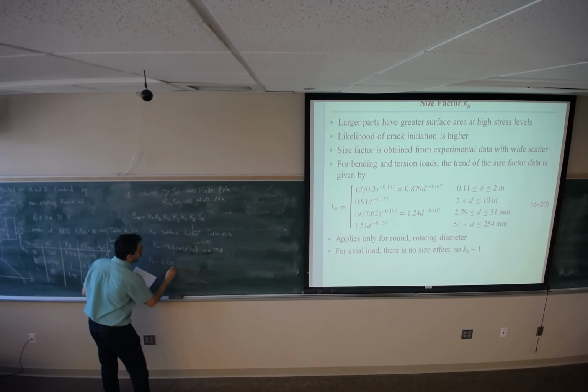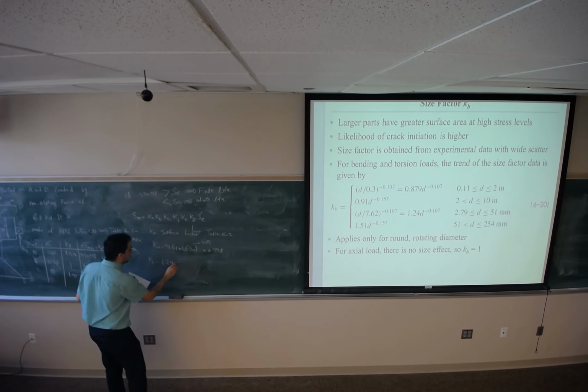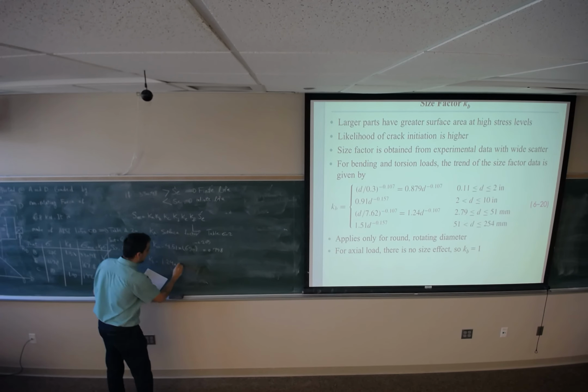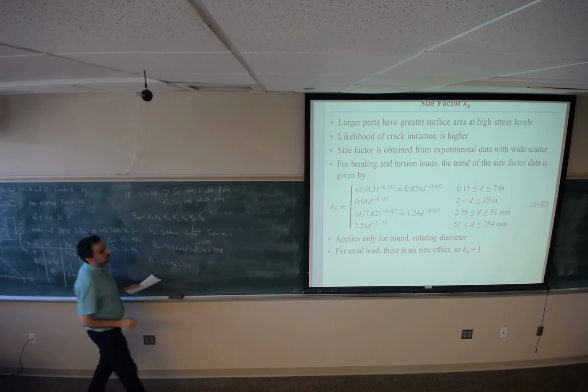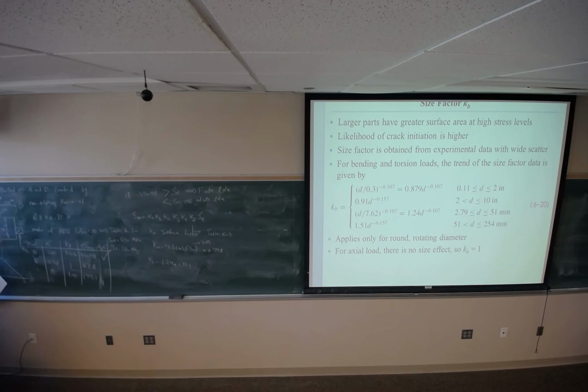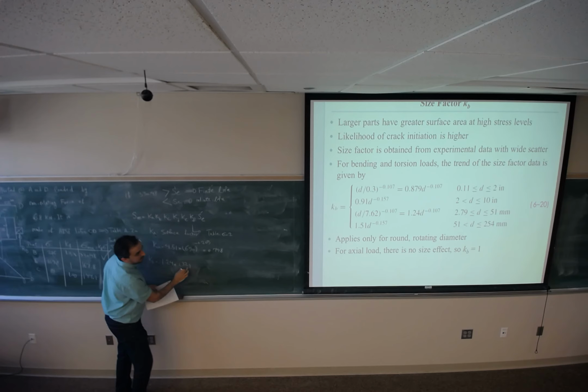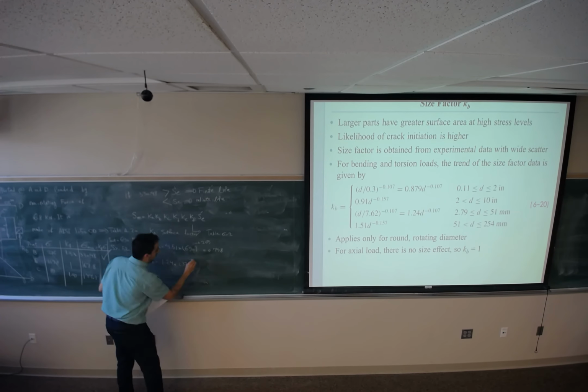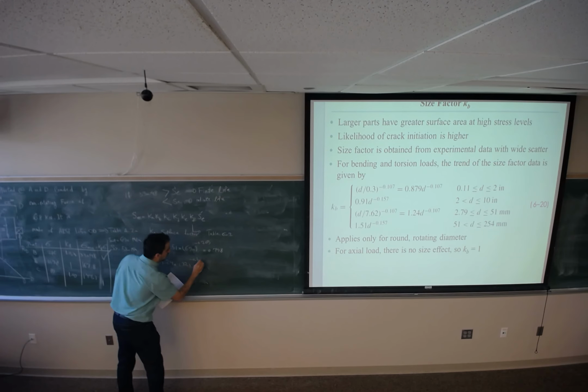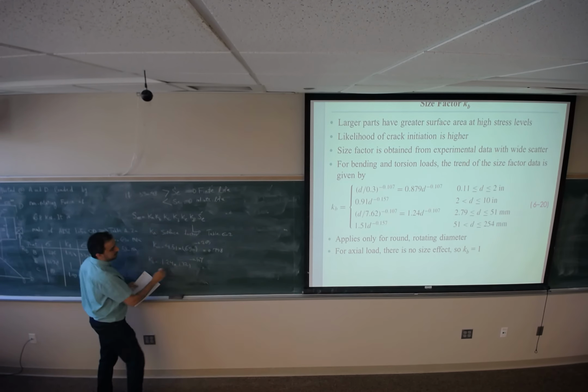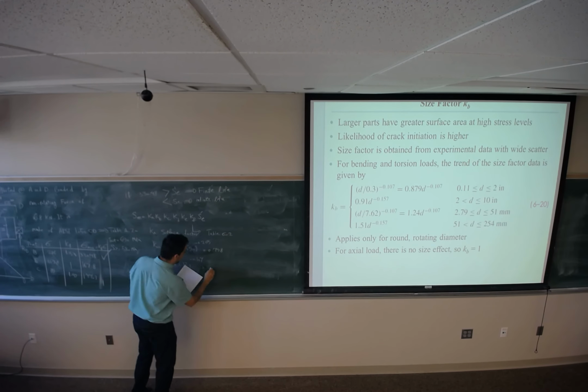So we are going to use 1.24 times D, which is 32. Don't change it to meter. It should be millimeter, 32. These are the points or mistakes that I have seen. Negative 0.107. Don't change it to the meter unit. So you will get 0.858.